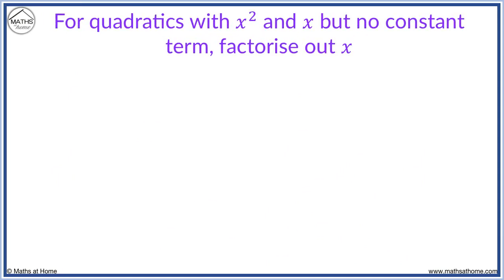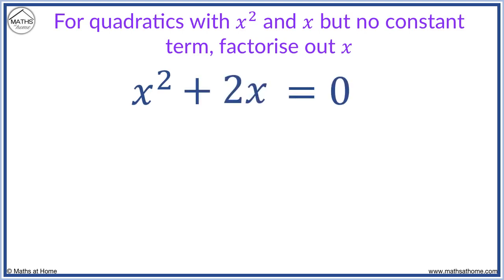For quadratics with x squared and x, but no constant term, we factorise out the x. For example, x squared plus 2x equals 0. x squared and 2x both contain an x. We think what we multiply x by to make x squared. This is x. Now x times 2 equals 2x.